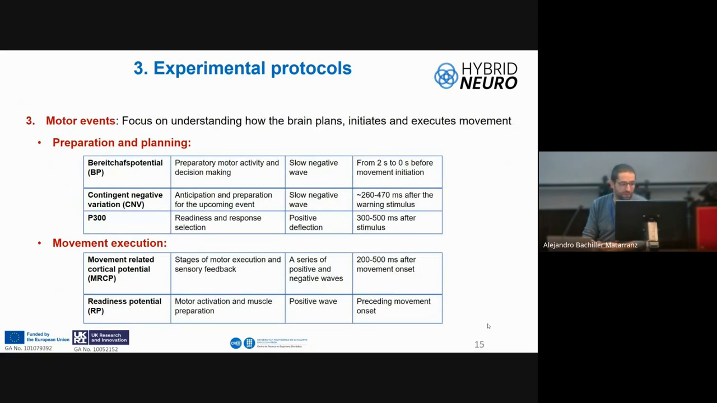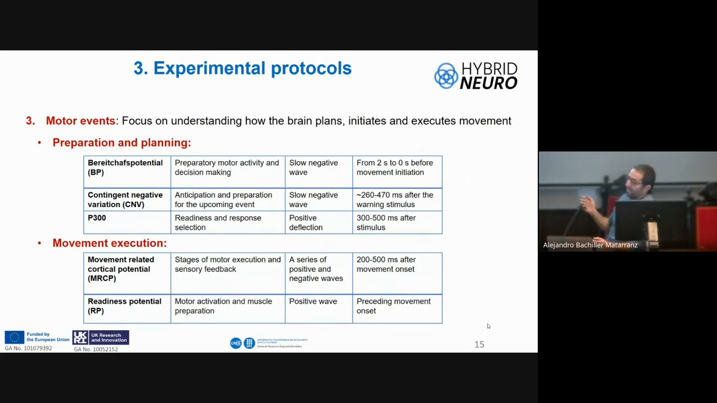Related to the motor events, I have separated them in different categories. The first is for the preparation or planning of the motor event. In this case, this potential is impossible for me to pronounce, but I can try. It is related with the preparation of fine motor activity and also with decision making: the contingent negative variation, and also the P300.